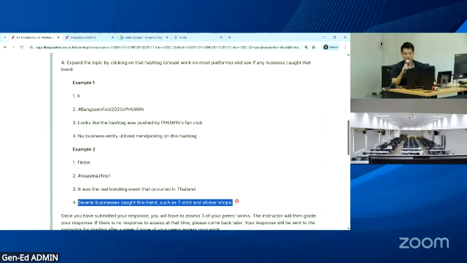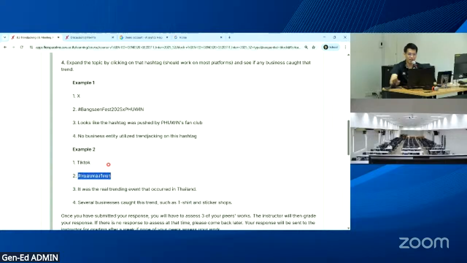And it's not related to the event at all. Now they just post the advertisement and push the hashtag on it. Now hopefully they can catch the trend and get some notification, get some presence on the internet.